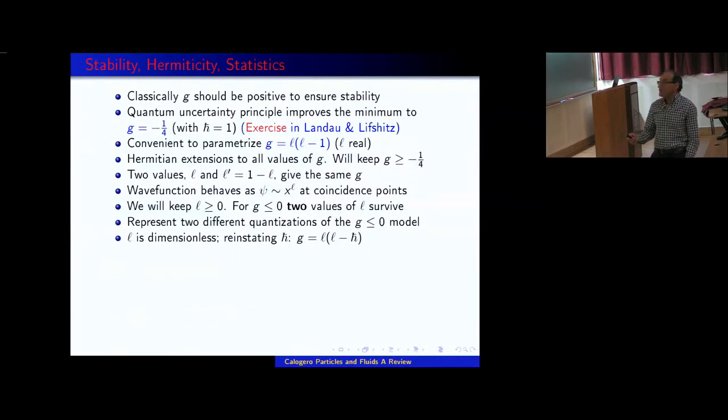Let's talk a little bit about the stability and the hermiticity properties of this model. As I mentioned before, classically, G should be positive to ensure stability, otherwise particles would be attracted and sucked into each other. Quantum mechanically, the uncertainty principle improves things, because the zero-point motion tells us that particles cannot actually go into each other, so it is a balance between minimizing the kinetic energy, which increases as they come closer, and minimizing the potential energy, which increases as they go far apart. And because they both scale the same way, it all depends on the coupling constant.